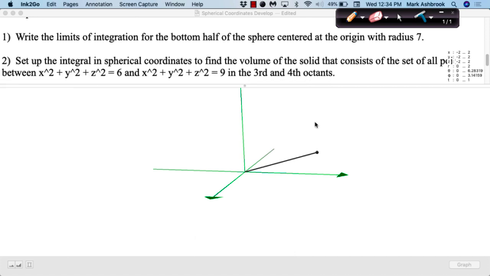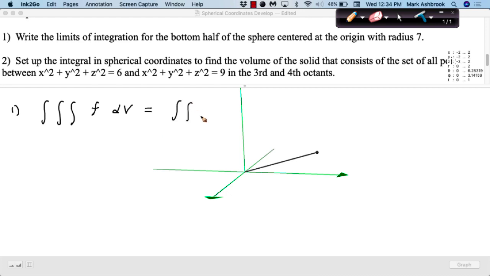So write the limits of integration for the bottom half of a sphere centered at the origin with radius 7. So we're going to integrate some function f over this solid, right? Over this solid. So that's a nice easy one to start with. So we need the limits of integration for this. So if we want the bottom half of a sphere centered at the origin, radius 7.